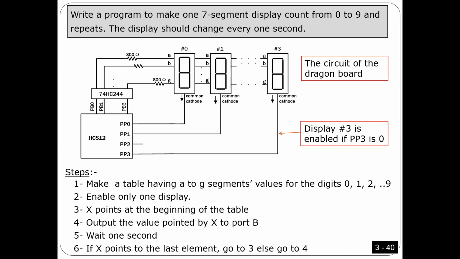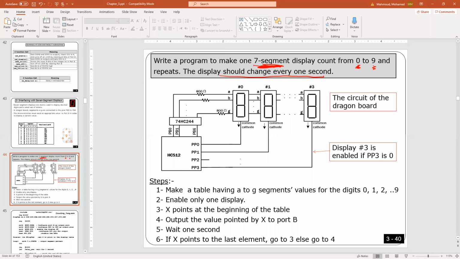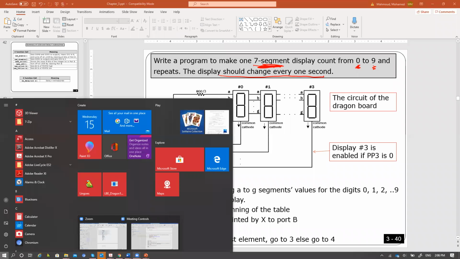What I want to do right now is make a program using only 1 7 segment. I want this 7 segment to count from number 0 to number 9, and repeat. After 9 it has to come to 0 again, and this counting should change every 1 second. Before I show the program, let me show you the video.